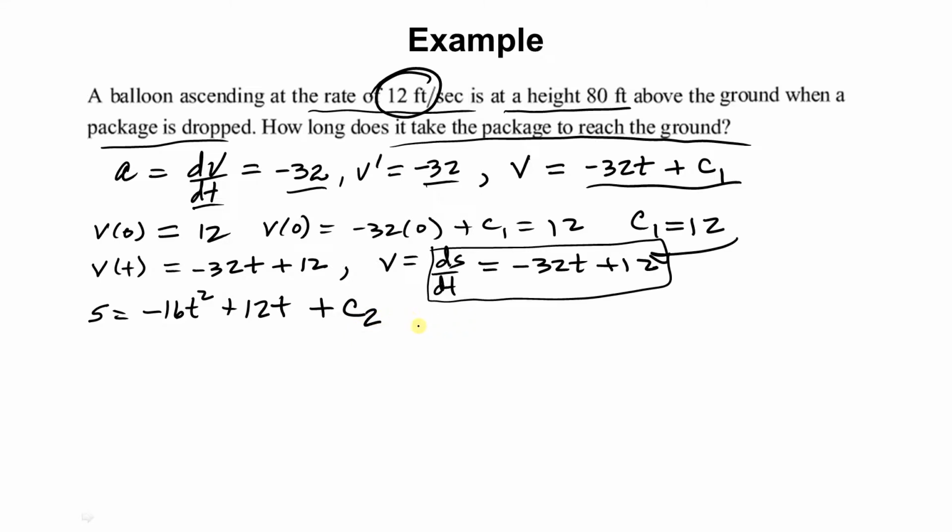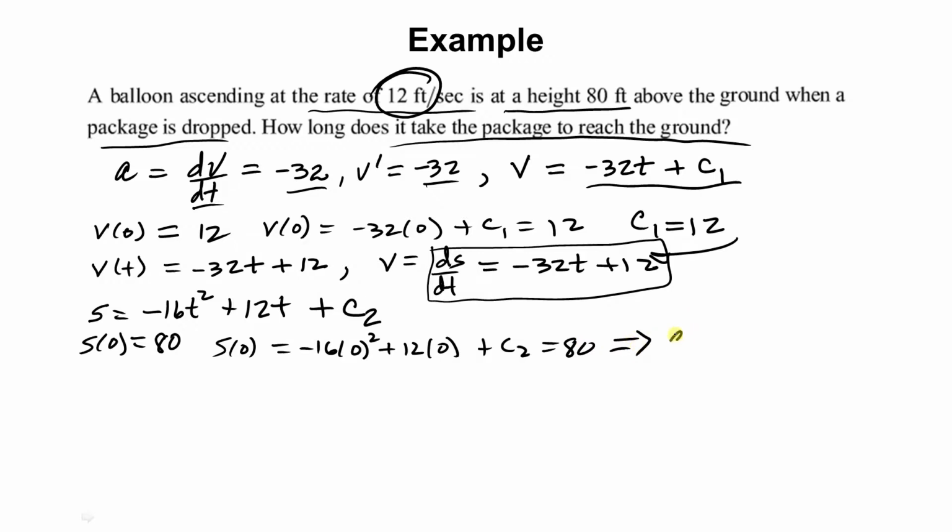Now we're given that s at 0 is equal to 80 feet. In other words, the package is dropped from a height of 80 feet. So s of 0 is equal to minus 16 times 0 squared plus 12 times 0 plus c2, and that equals 80. This implies that c2 is equal to 80. So now we have a full equation for the position, which is minus 16t squared plus 12t plus 80. And so we want to find how long it takes the package to reach the ground.